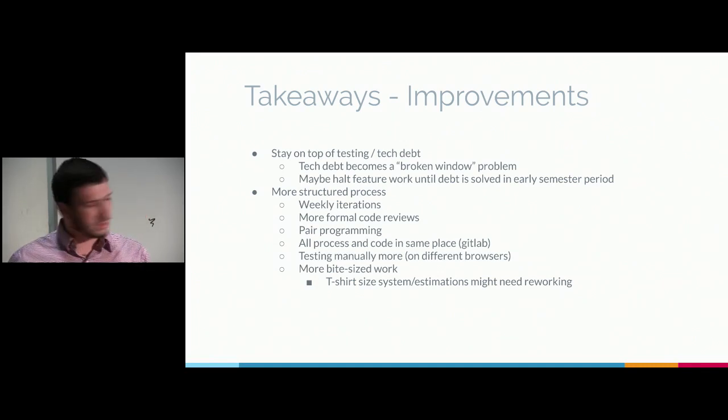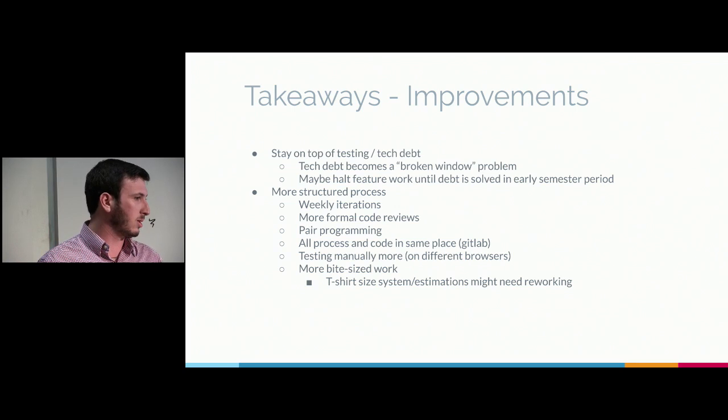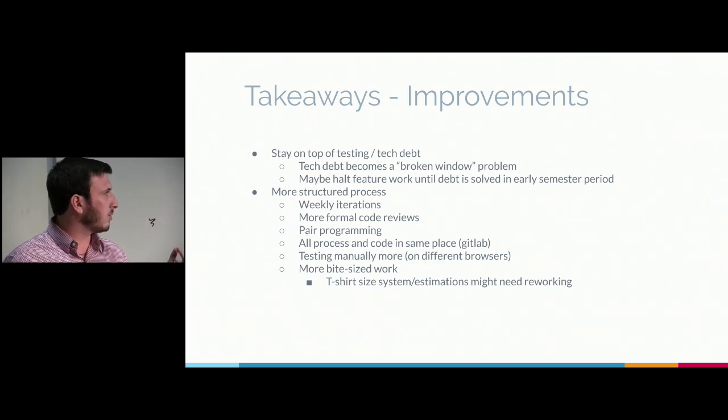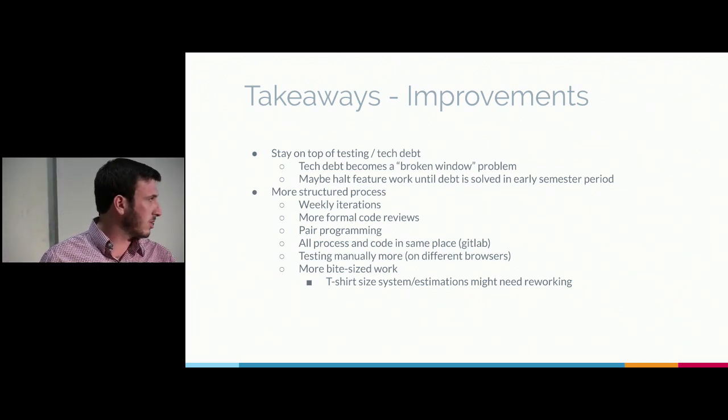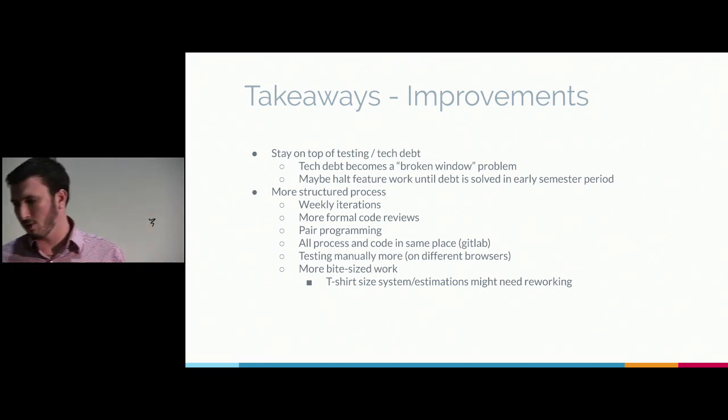So, improvements. Basically, stay on top of the testing and tech debt. Make sure we reserve time for that. And then a more structured process: weekly itineraries, more formal code reviews, paired programming, all process and code in the same place, testing manually more, and then more bite-sized work. Our t-shirt estimations could have used some reworking, but overall I think it worked well.